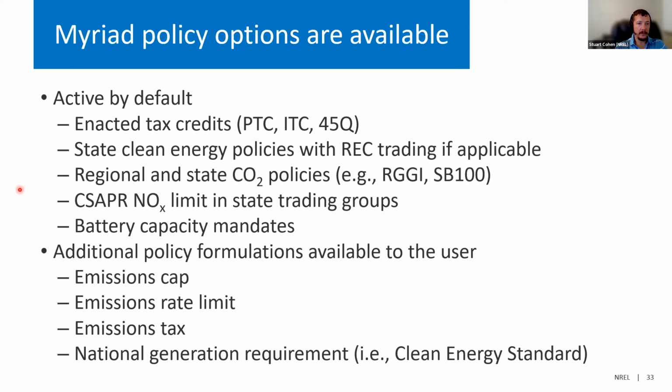Last couple slides. Also just wanted to mention again, there's a wide range of policy options that are available in the model. Like I said, we are always making sure that we're accounting for all of the existing policies, at least the best that we can. So that includes all the tax credit policies, any state level clean energy policies or regional level carbon trading, or state level in the case of SB 100. We can account for air emissions policies, capacity mandates of different technologies, but there's also lots of options around playing with emissions caps, rate limits, tax, clean energy, renewable energy requirements. And this is all defined very generically so that you have a lot of options for what types of policies you might want to consider.